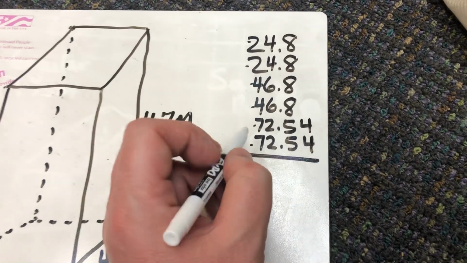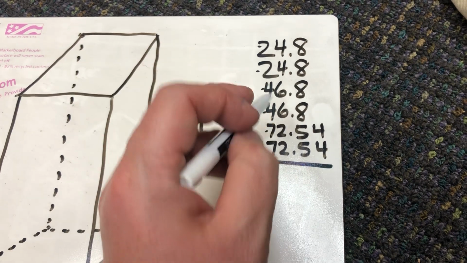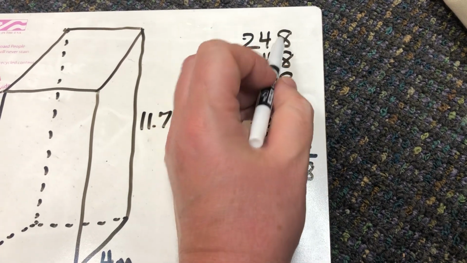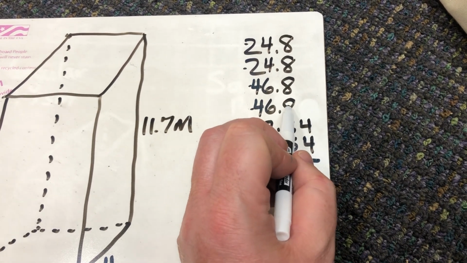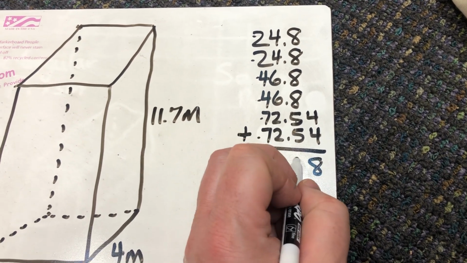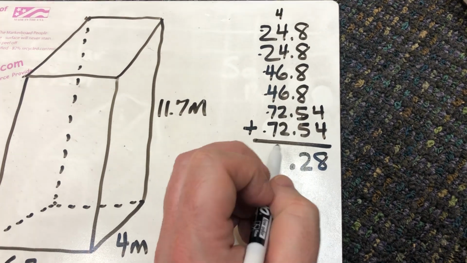So we need to go ahead and add all these numbers. We have each of the 6 faces. Now I need to add them. 4 plus 4 is 8. 8 plus 8 is 16, plus 8 is 24, plus 8 is 32, plus 5 is 37, plus 5 is 42. Put the 2 down, carry the 4, drop the decimal.